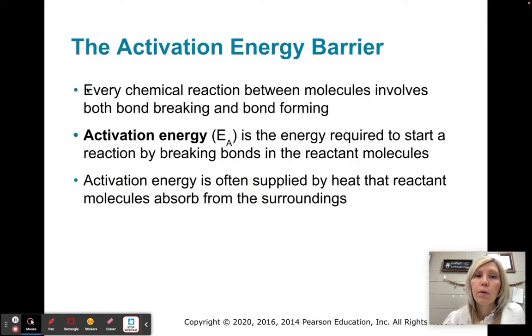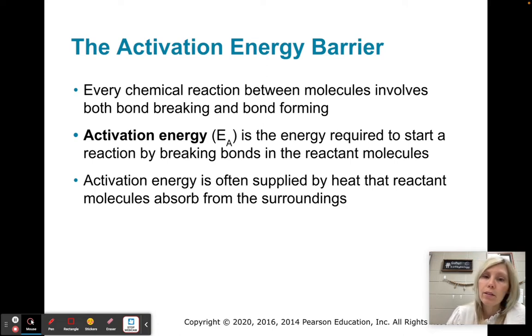Okay, so let's talk about the activation energy. You're going to see this in graph form. You need to have an understanding of the concept of activation energy, or some people might call it E sub A, same thing, but have an understanding of the concept and again be able to recognize it on a graph. So every chemical reaction, like I just mentioned, is going to involve both the breaking and building of bonds, or bond breaking and bond formation. And so activation energy is basically the energy required to get that reaction started, meaning it's the energy required to start a reaction by breaking the bonds in the reactants.